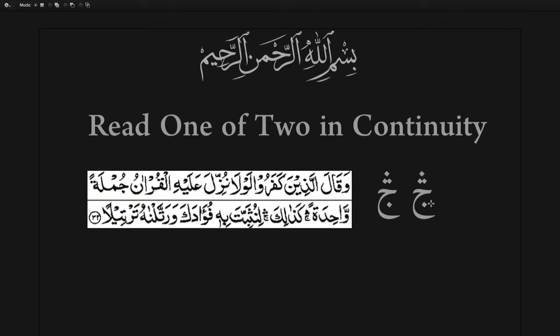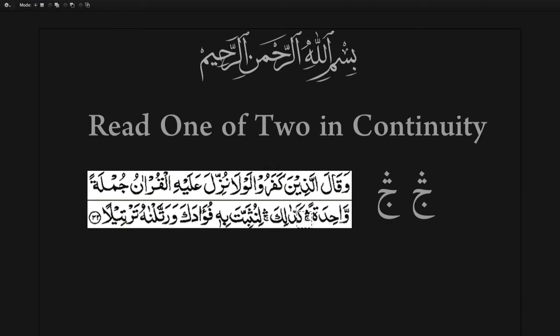Basically, if you see a little jim with the three dots on its head, that means try to stop at one and read the other in continuity. So it could sound something like this. وَقَالَ الَّذِينَ كَفَرُوا لَوْلَا نُزِّلَ عَلَيْهِ الْقُرْآنُ جُمْلَةً وَاحِدَةً كَذَلِكَ.